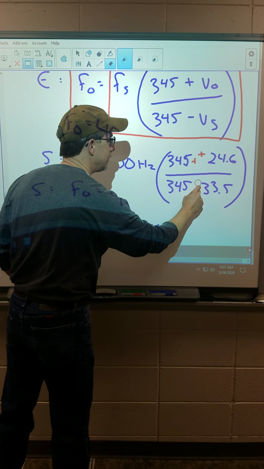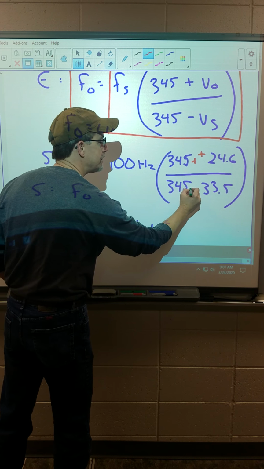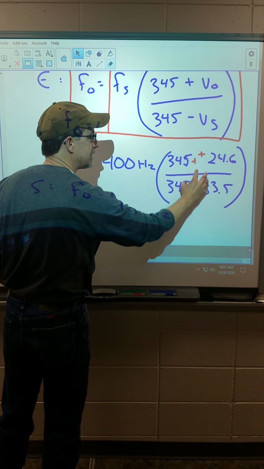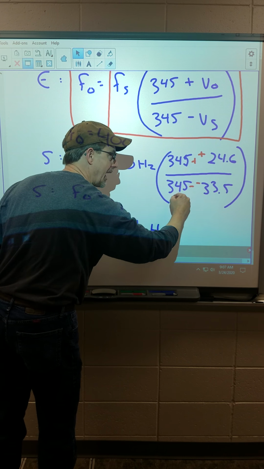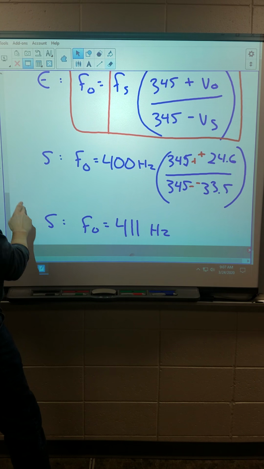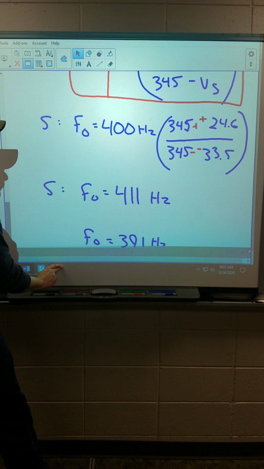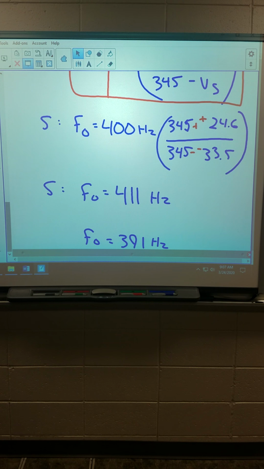But on the bottom, that ambulance is trying to get away. So this is going to be subtracting a negative. So if that's the case, both of these increase, but the bottom, the denominator, increases more. So as the ambulance recedes off into the distance, the frequency that you are going to hear as the observer in the car is going to be 391 hertz.